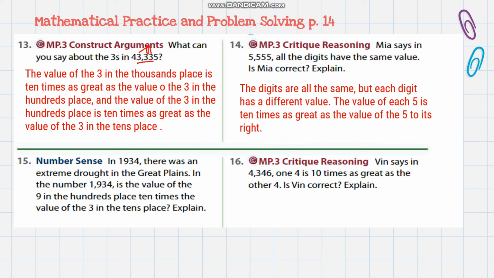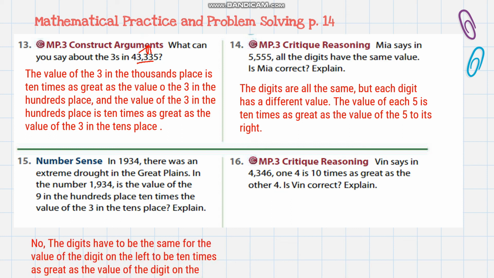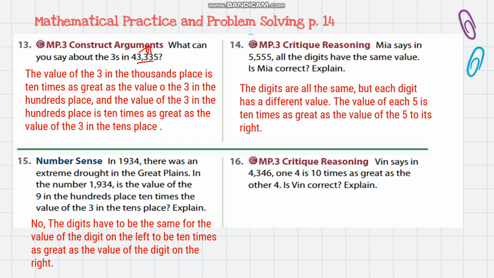Number 15. In 1934, there was an extreme drought in the Great Plains. In the number 1,934, is the value of the 9 in the hundreds place 10 times the value of the 3 in the tens place? The answer is no. Why? Because the digits have to be the same for the value of the digit on the left to be 10 times as great as the value of the digit to its right.